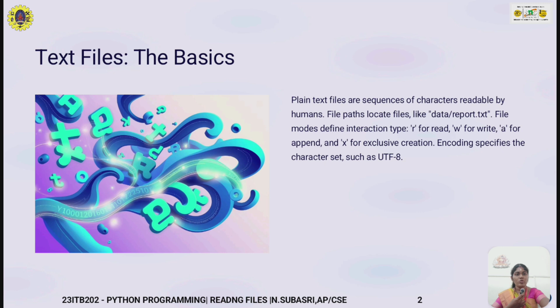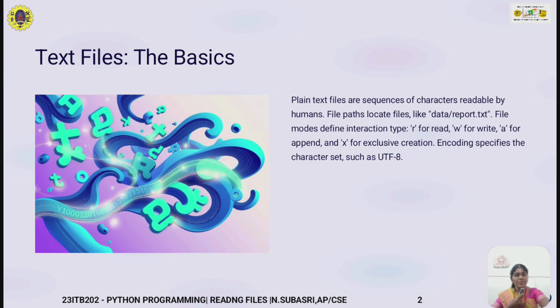Moving on to text files, the basic thing we know is that plain text files have a sequence of characters which can be read by humans. But the computer cannot read human readable text the same way. So we set a file path to locate the file. The file path format for locating the file is data, slash, report.txt. With the help of this, we locate the file path.